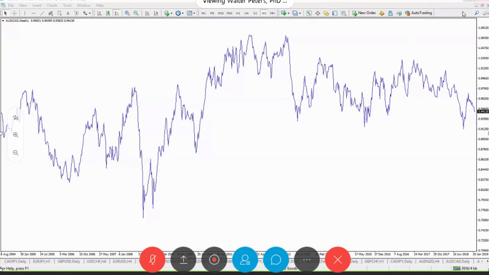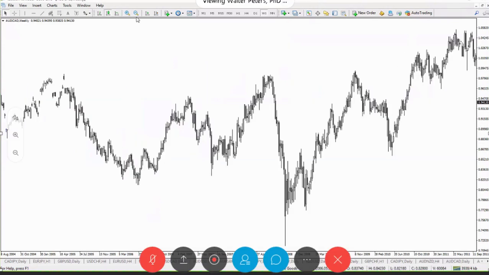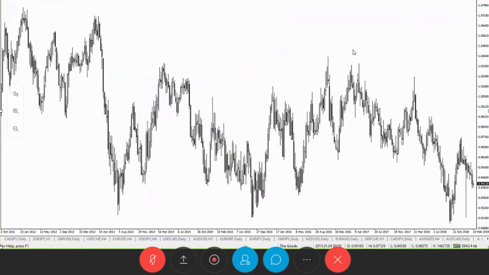Okie dokie, and you should see my candlestick chart here, or actually it looks more like a bar chart now, but see my chart here? Everything good?